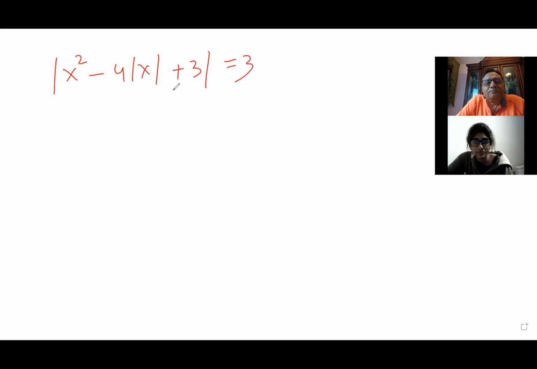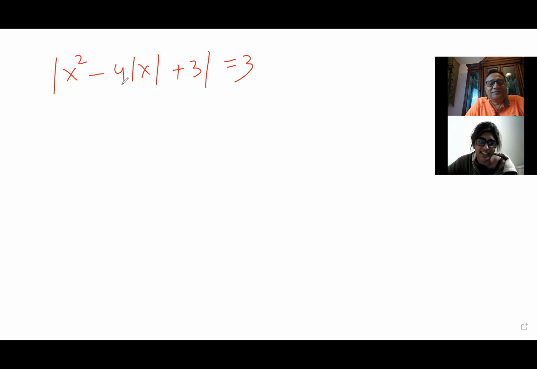So, Amy, let us discuss how we solve this equation. How will you solve it? What is your suggestion? So obviously we have to sketch. Okay, but there's an absolute value within an absolute value, so I'm finding issues with the piecewise approach.